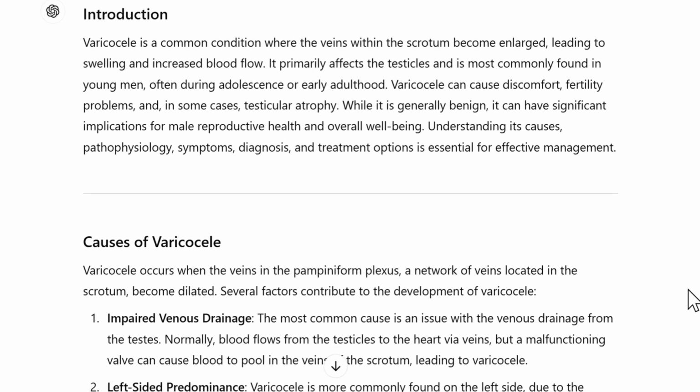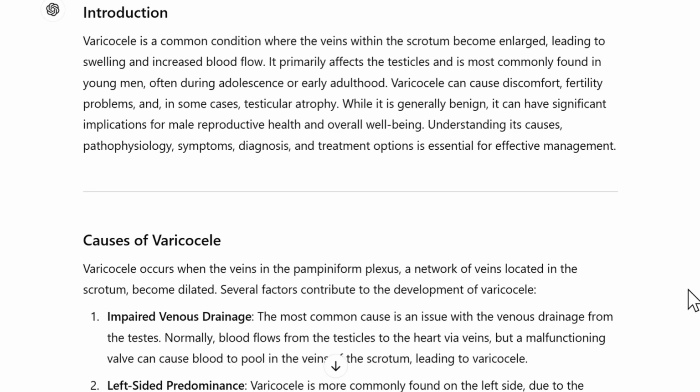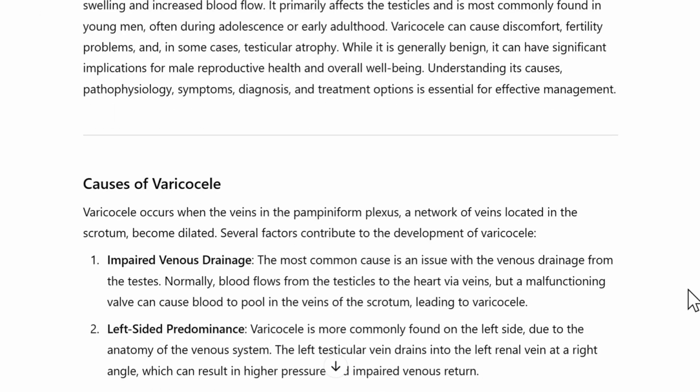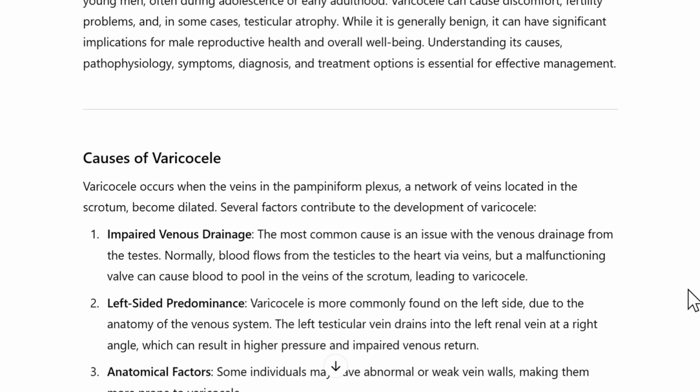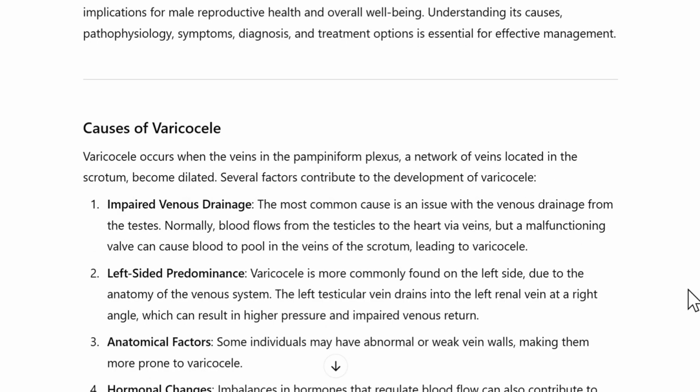While it is generally benign, it can have significant implications for male reproductive health and overall well-being. Understanding its causes, pathophysiology, symptoms, diagnosis, and treatment options is essential for effective management.